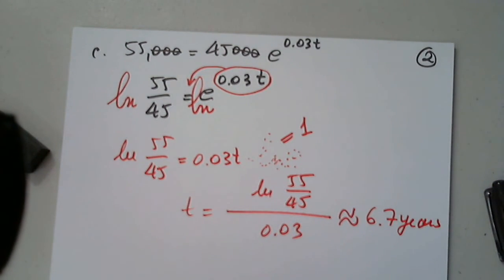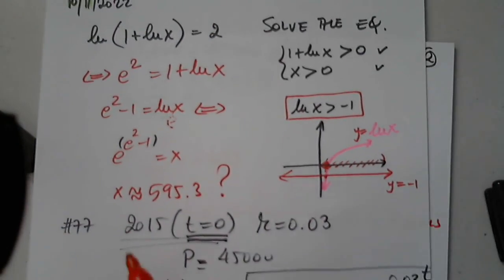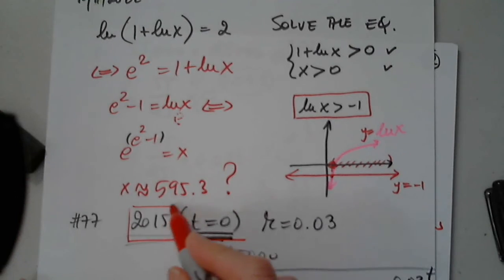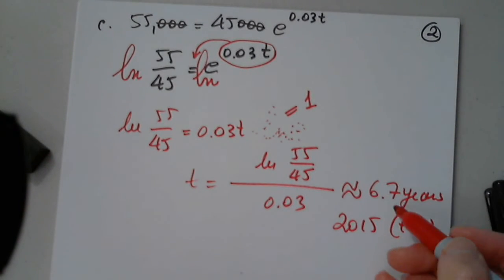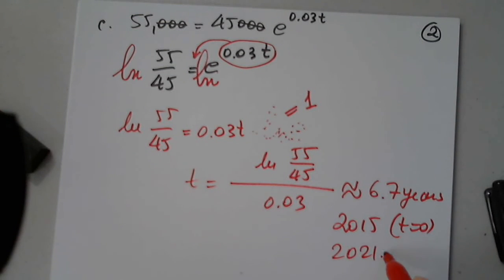Which year will that be? Knowing that 2015 represents t equals 0. So we're adding this. So 2021, 0.7 if you want, but you know what I mean. In the year 2021.